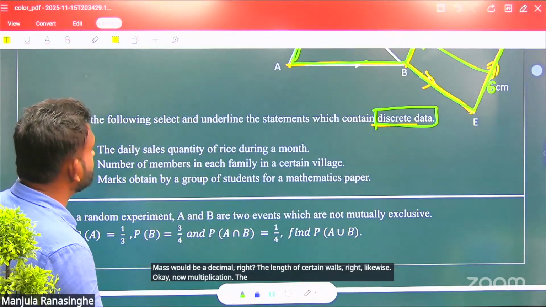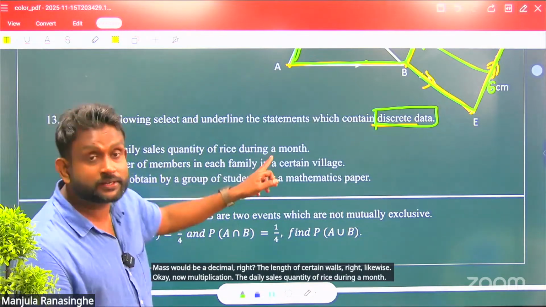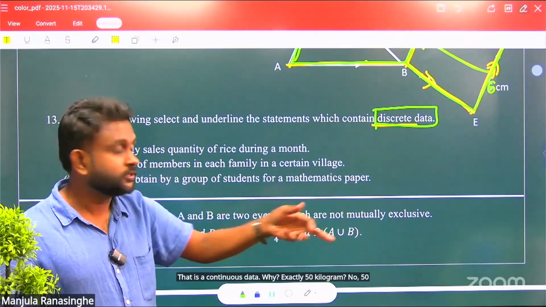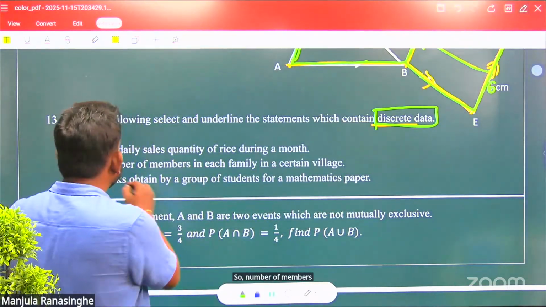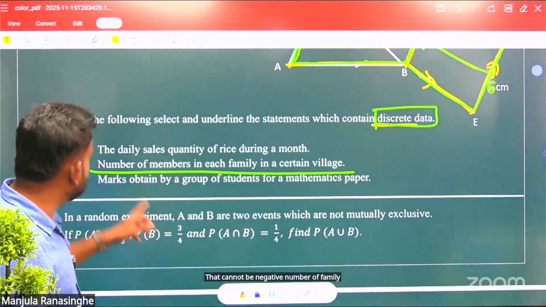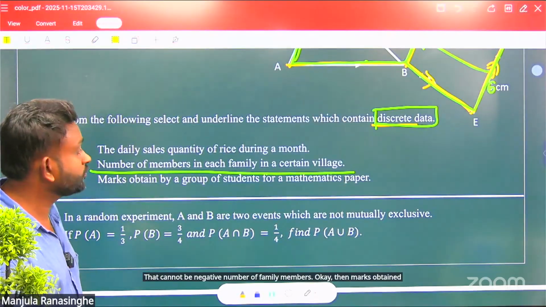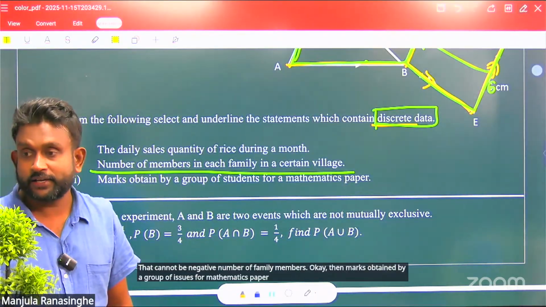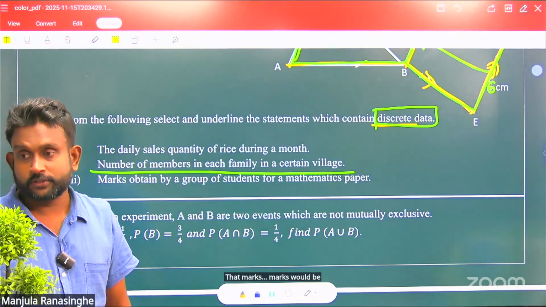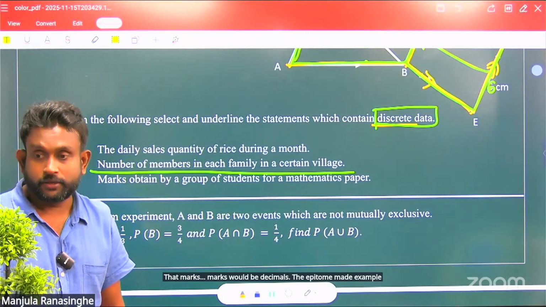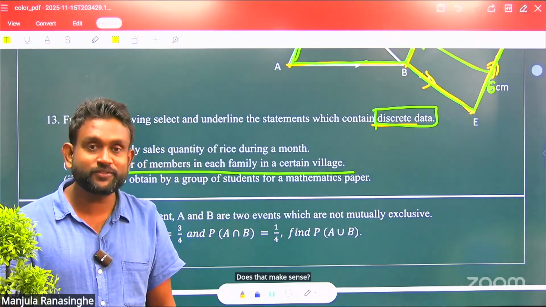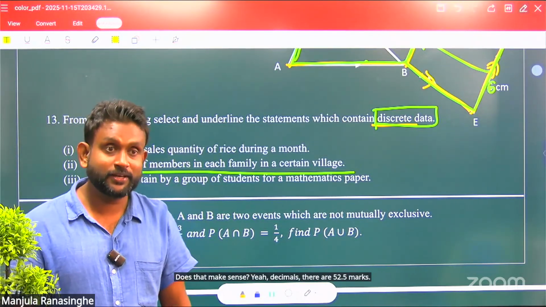The daily sales quantity of rice during a month, that is continuous data. Why? Exactly 50 kilograms? No, 50 and a half. Then the number of members in each family in a certain village, that cannot be negative or fractional. Then marks obtained by a group of students for a mathematics paper. What is your idea? Those marks could be decimals. In our exams they are not decimals, but in some exams they are, like 52.5 marks for mathematics. So that can be a decimal.